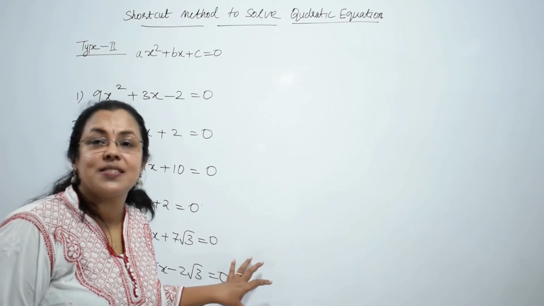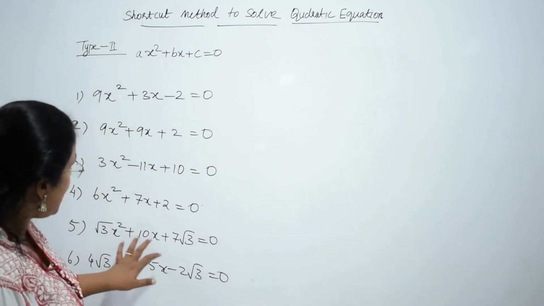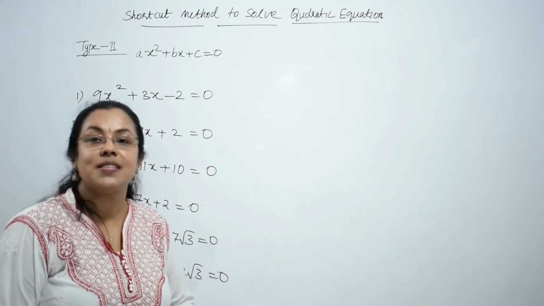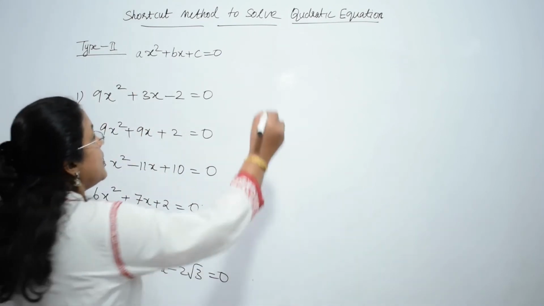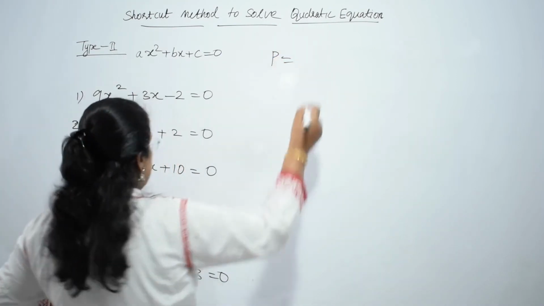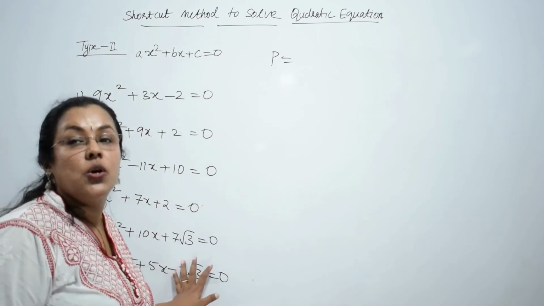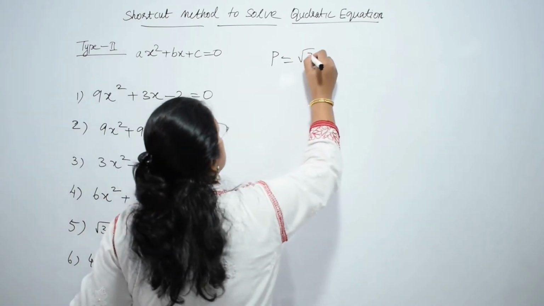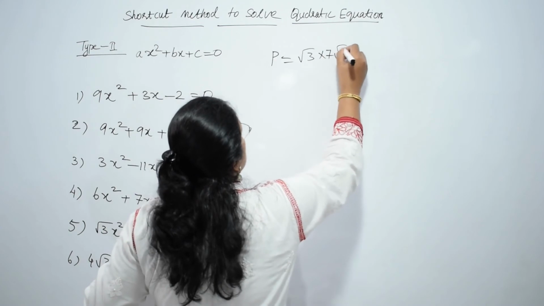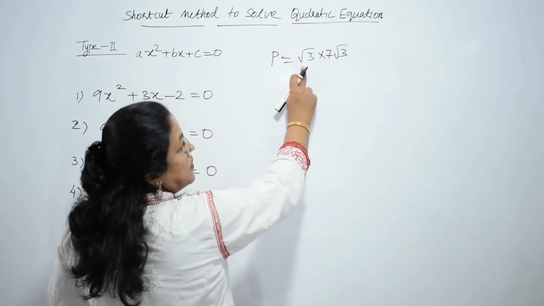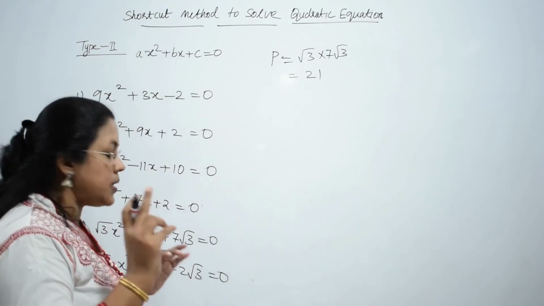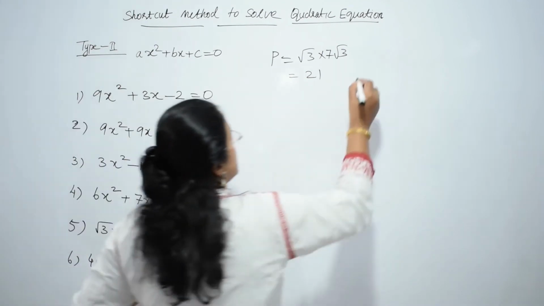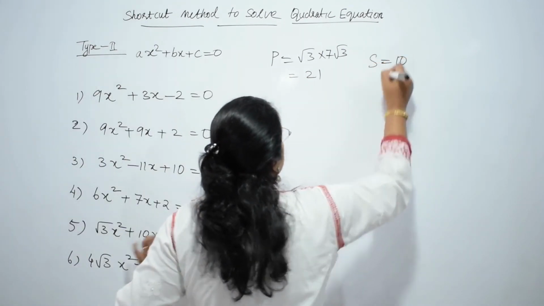Now look at the last set of questions. Root 3 x square plus 10x plus 7 root 3 is equal to 0. We have to solve this. Again we have to find out two numbers whose product is root 3 into 7 root 3. What is that? Root 3 into root 3 is equal to 3. 3 sevens are 21. Product is equal to 21 and sum is equal to 10.